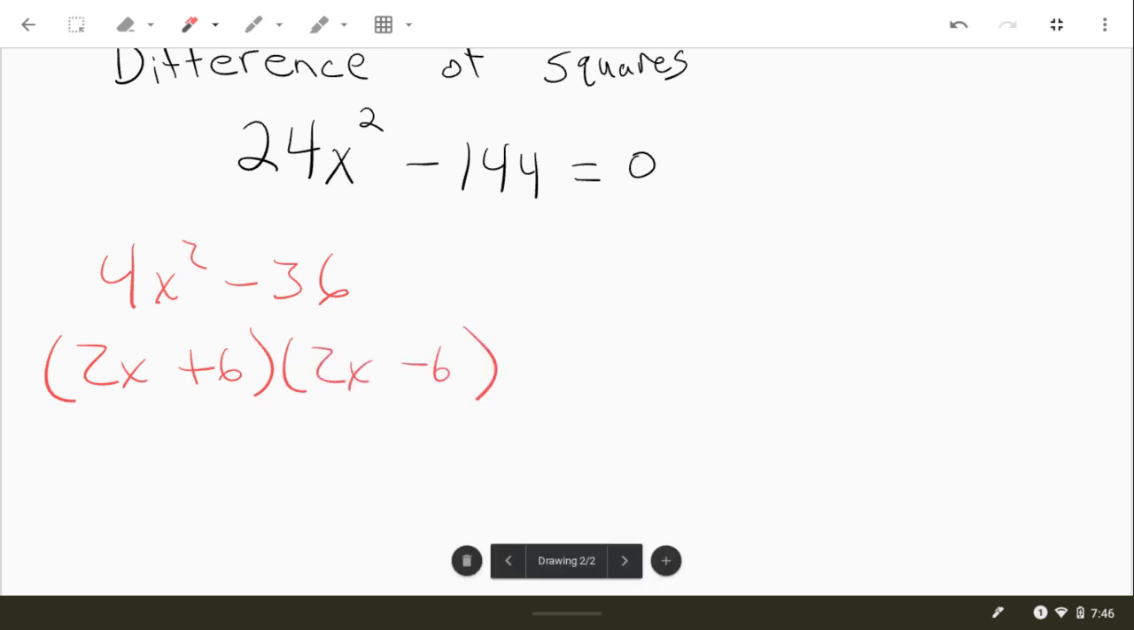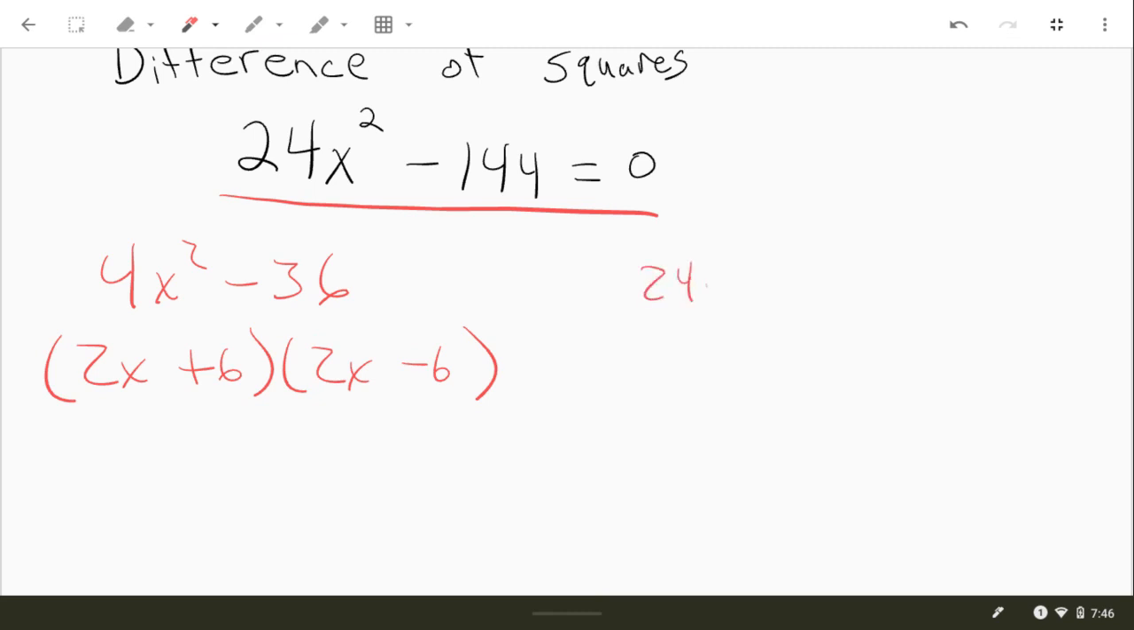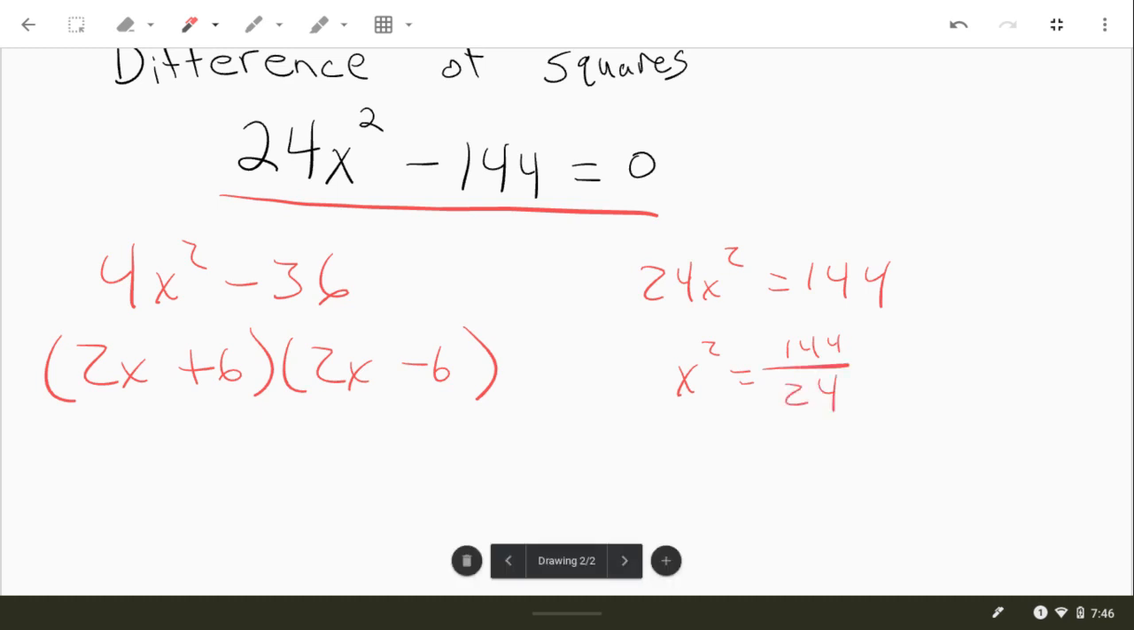I guess what we'll do is we'll solve this equation without difference of squares. I'm going to add 144 to both sides. It's going to give me 24x squared equals 144. I can divide both sides by 24. So it's going to be x squared equals 144 divided by 24. You probably want to simplify this thing as much as you can. That'd be 72 over 12.